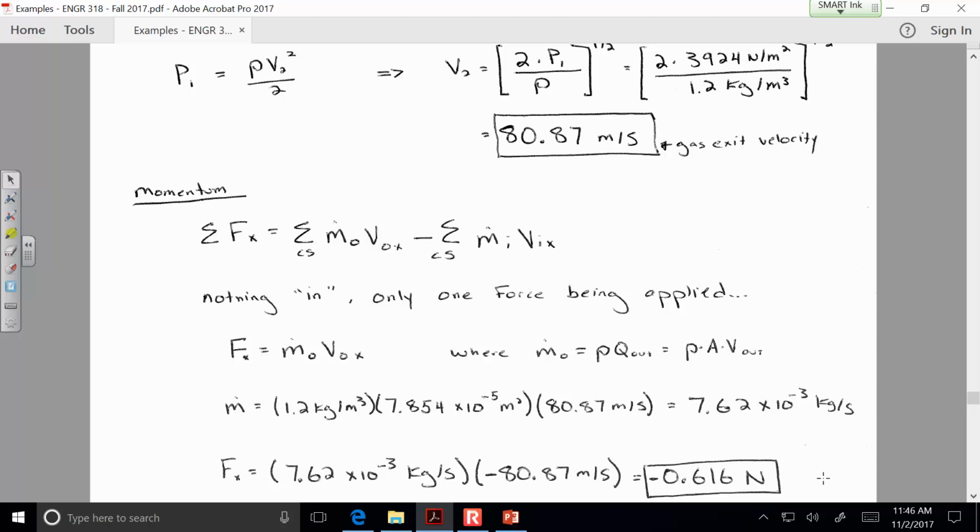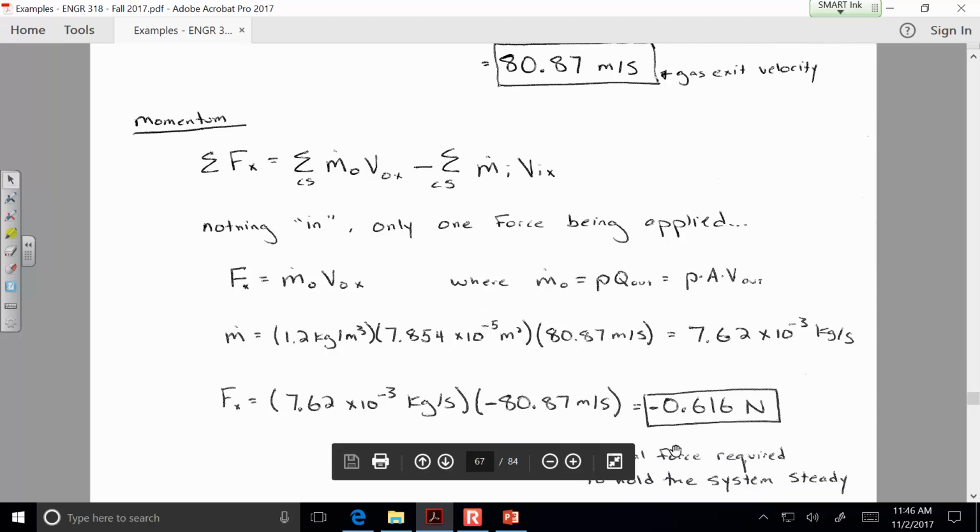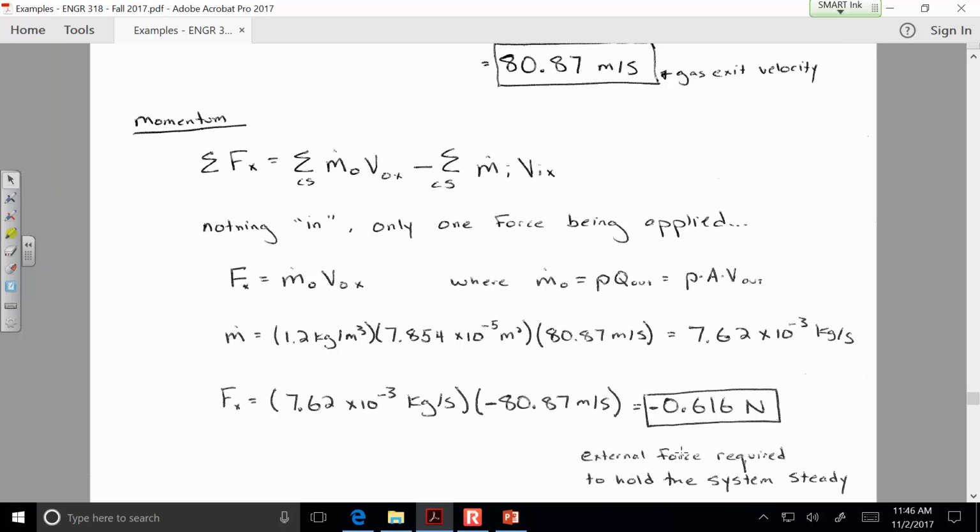Here I've put the negative sign here and I'm specifying this is the external force required to hold the system steady. So let's look at what's going on here. We calculate the mass flow rate with the density of the gas, that's the air, the cross-sectional area of the opening of the balloon, that was based on the 1 centimeter diameter that we've got.